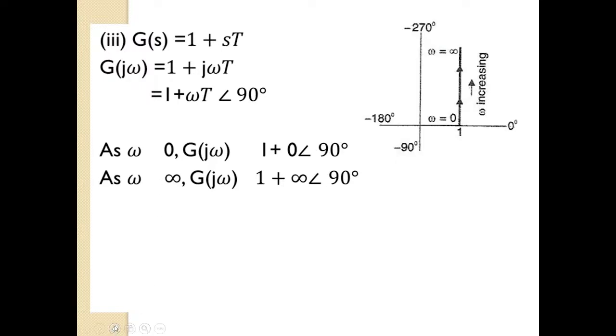Okay, one more typical case. G of s is equal to 1 plus sT. So replace s by j omega. So 1 plus j omega T you will get. What is the magnitude? Omega T, and the angle is 90 degrees for this. So here also it is similar to your previous case.